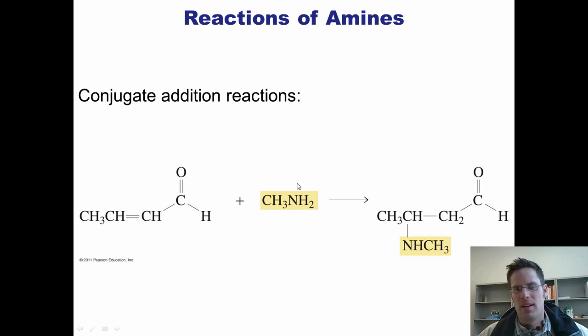Amines can also do conjugate addition, which we introduced back at the end of chapter 18. Thus, if I have some kind of carbonyl compound that has an alkene adjacent to it, this type of compound is called an alpha-beta unsaturated aldehyde or ketone. And I introduce an amine as a nucleophile. The amine can come in at the beta carbon, thrust these electrons up, and then protonate this alpha carbon to give you this beta added aminoaldehyde.